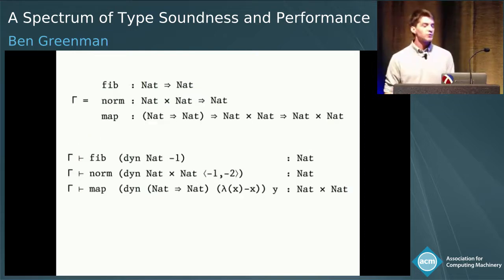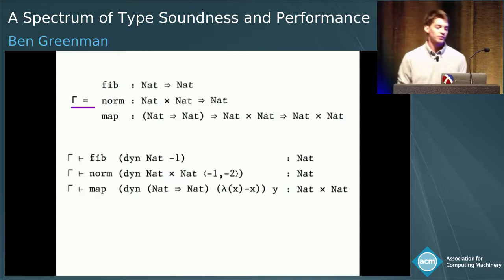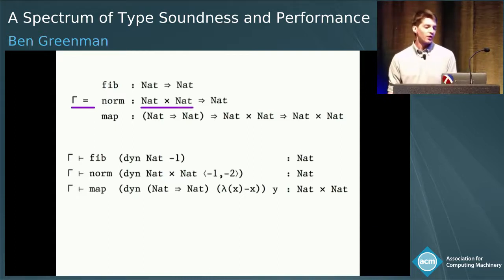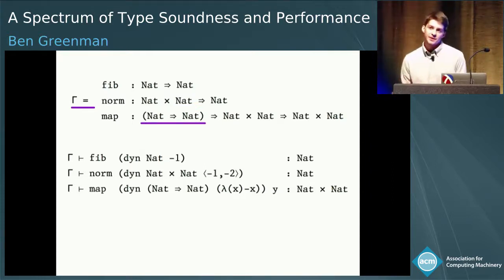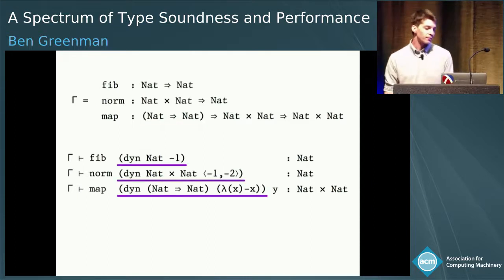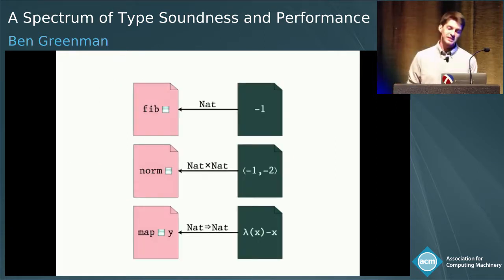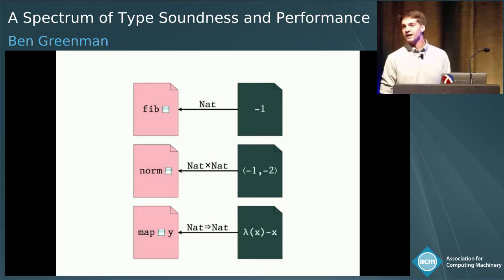Right, so using the model, we can write some programs that we care about. In a type environment where fib is a function that expects a natural number, norm is a function that expects a pair of naturals, and map is a function that expects a function on natural numbers, we can write programs that apply these typed functions to untyped values. Or, in a nicer presentation, we can have typed contexts on the left and untyped values on the right that are trying to cross a boundary from untyped code into typed. And then the types above the arrows indicate the types that the typed context is expecting.